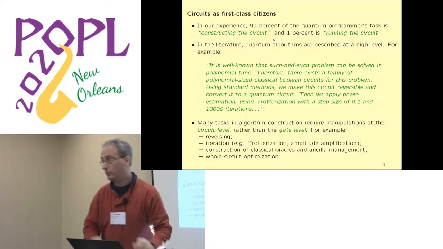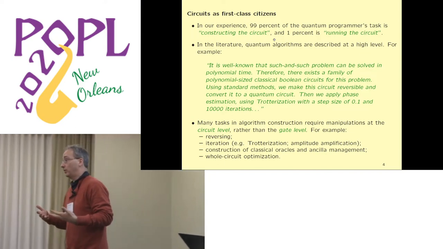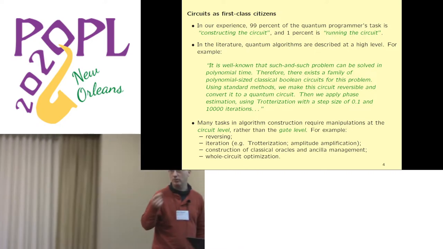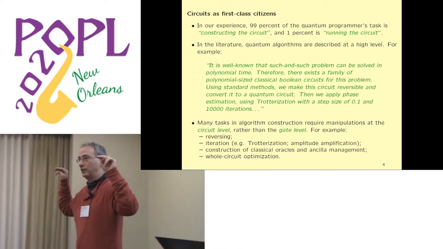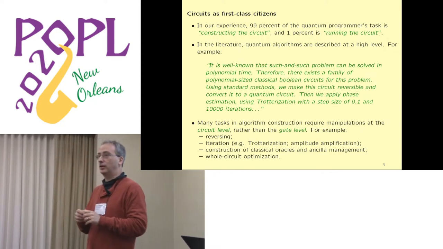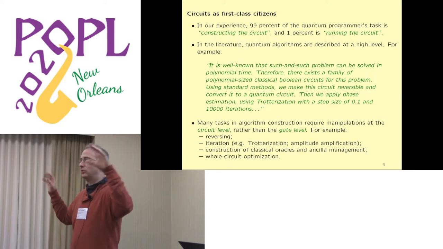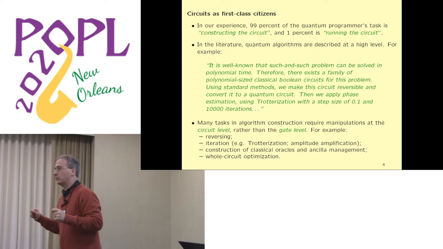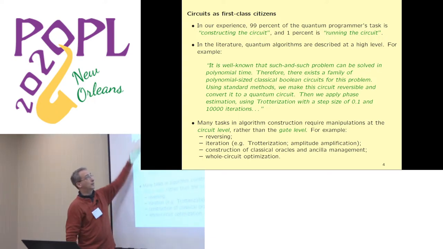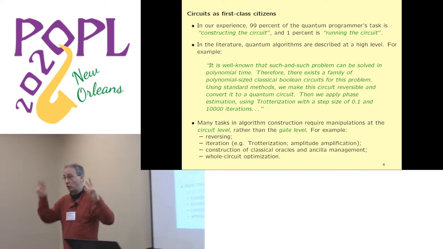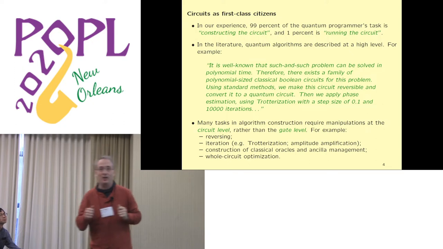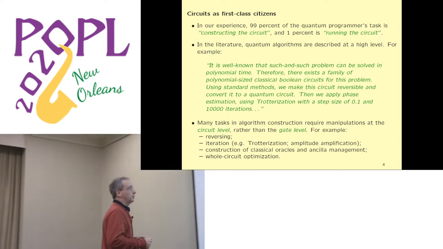So we found from our practical experience with Quipper, actually implementing quantum algorithms from the literature, that 99% of the quantum programmer's work is to construct the circuit, and then only 1% is to actually run the circuit, right? The hard part is constructing very, very complicated oracles and large circuits that are supposed to do certain things. And the way they are described in the literature is typically at a fairly high level, right? So here's, it's not a quote, I just made this one up, but this is the typical level of abstraction at which an algorithm would be described in the literature.